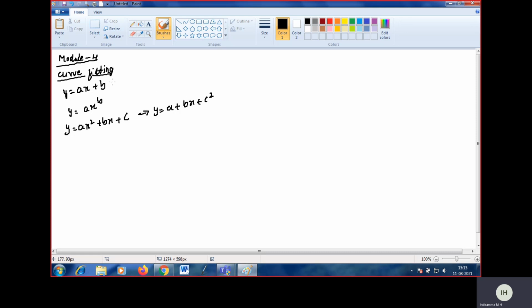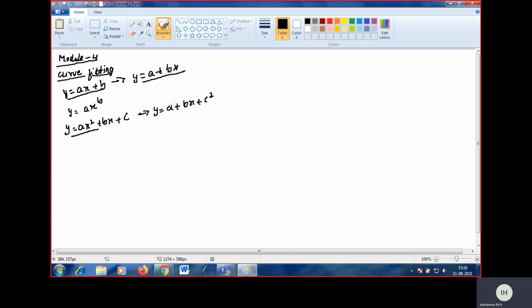Okay, the first curve, the straight line, can also be written as y is equal to a plus bx. So the first form, y is equal to ax plus b, or y is equal to a plus bx, both are called a straight line. The third curve, y is equal to ax square plus bx plus c, or y is equal to a plus bx plus cx square, is called second degree parabola.